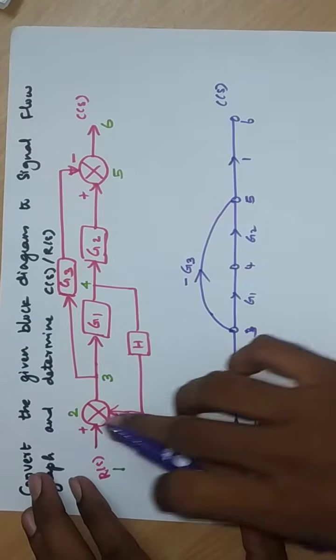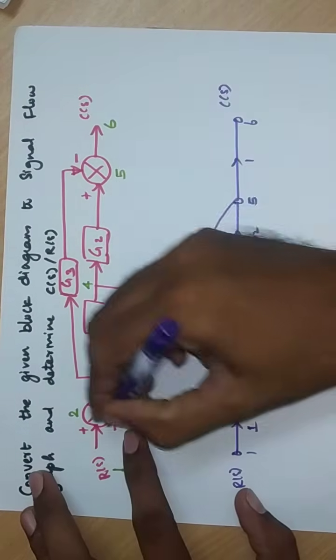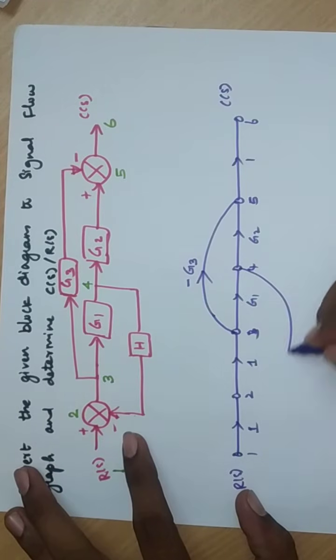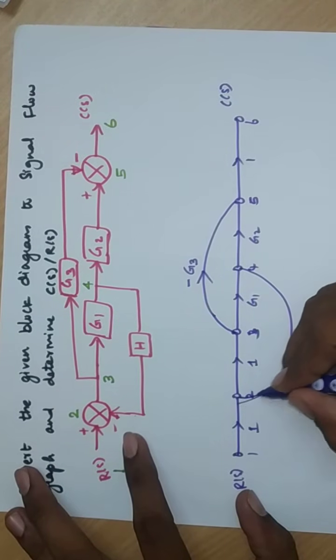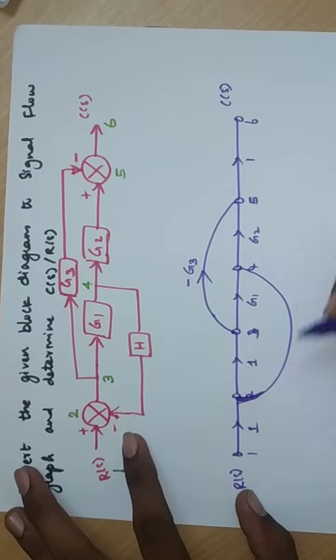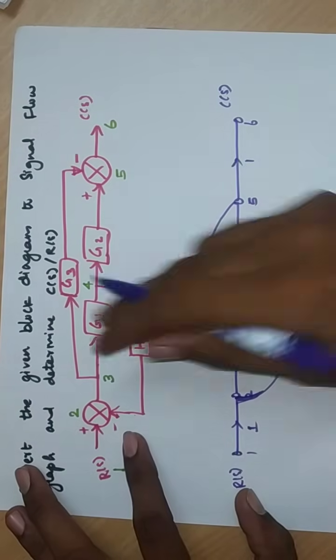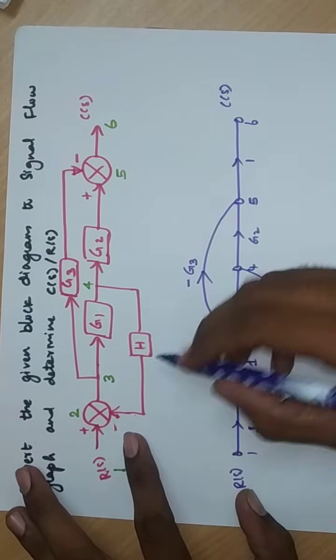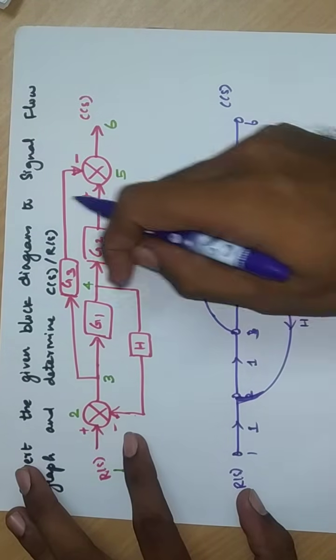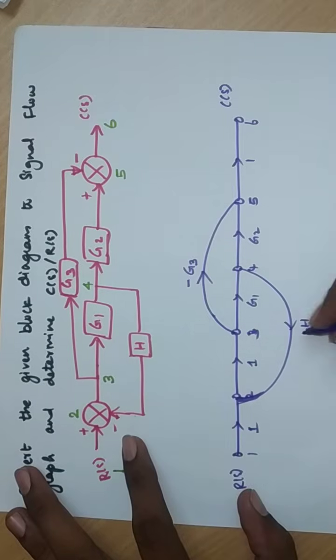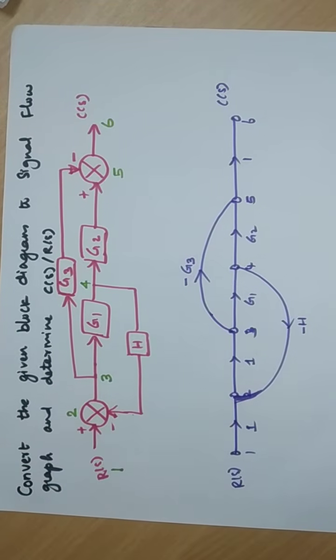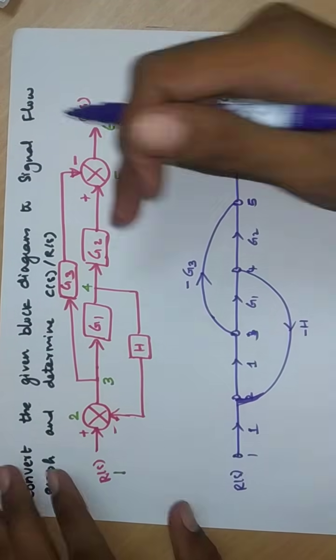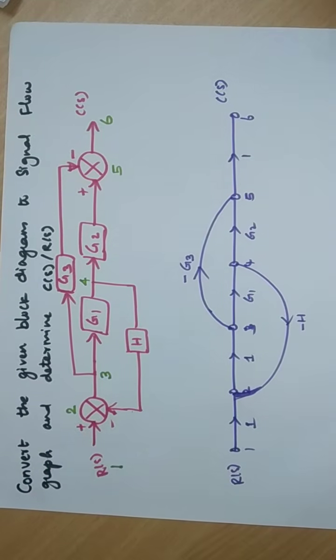Now this is the remaining loop, 4 to 2. This is having this clockwise direction, having the feedback gain as H, and this is going to be subtracted over here, so minus H. This is the equivalent signal flow graph of this particular block diagram.